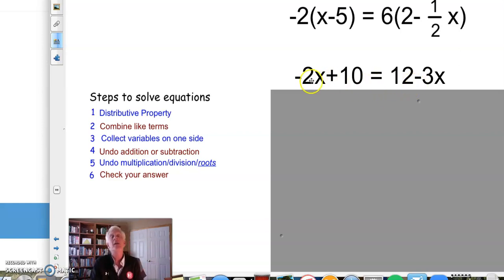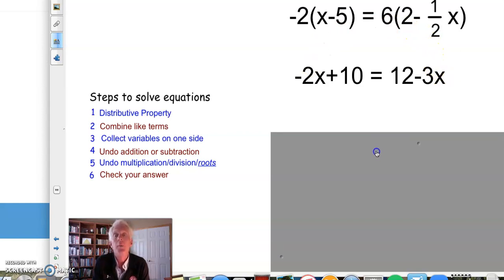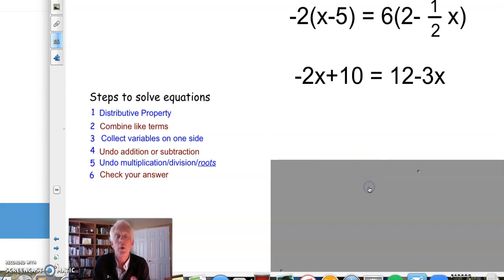So now we've got a sticky situation because we have a negative 2x here and a negative 3x there. And there's numbers also on both sides. So actually, you know what? You have a choice. You can do either one. You can move this negative 2x, or you can move that negative 3x. It doesn't really matter which way you go. So let's do the first one.